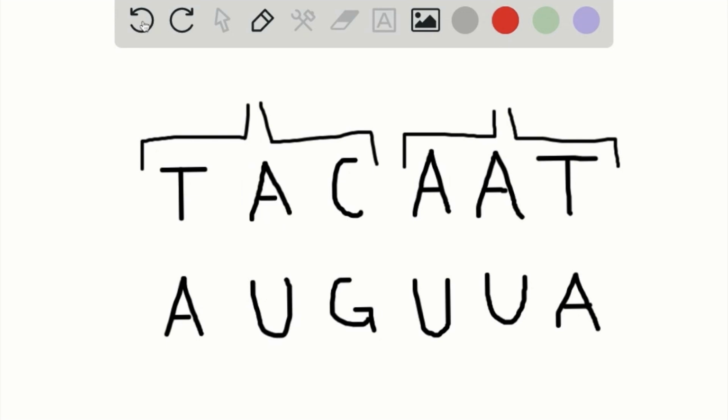So another type of mutation that we have is a frameshift mutation.